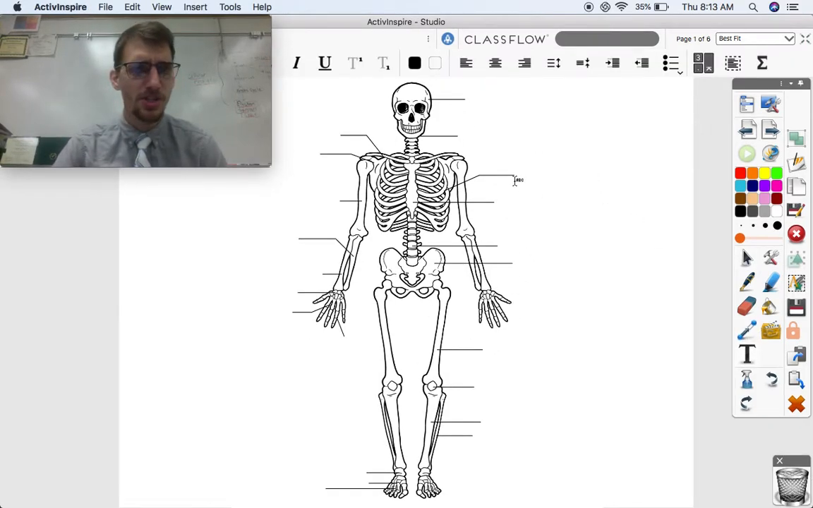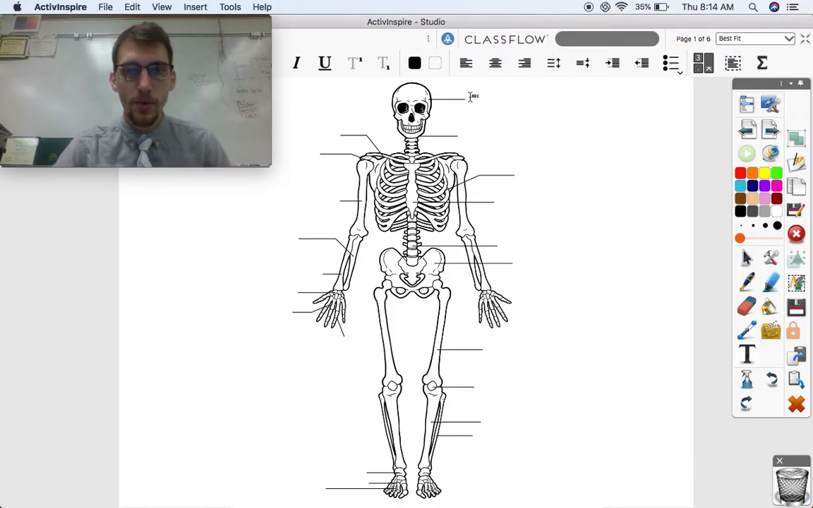Obviously, this is just your generalized skeleton here, which means there are going to be structures on this diagram that are not part of the appendicular skeleton. They're going to be part of the other part, which is called the axial. Your axial skeleton refers to your thorax, your skull, and your backbone. Everything else is considered the appendicular skeleton, and that's what we're going to cover in detail today. But the axial skeleton we're going to get into in the next video.